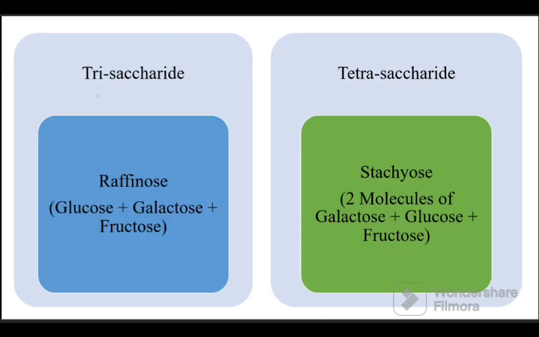Some other examples: trisaccharides include raffinose, which is made of glucose, galactose and fructose, each of which is again a monosaccharide. An example of a tetrasaccharide is stachyose, which is made of 2 molecules of galactose and 1 molecule of glucose and 1 molecule of fructose.